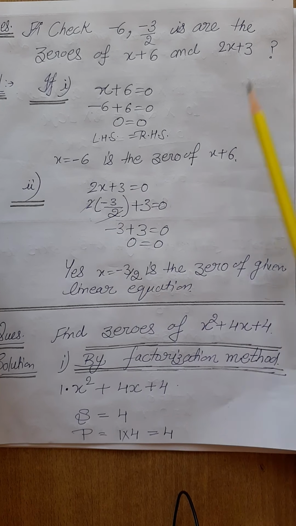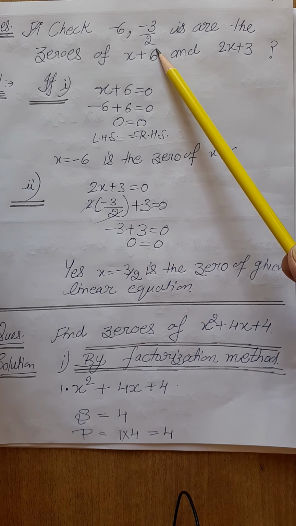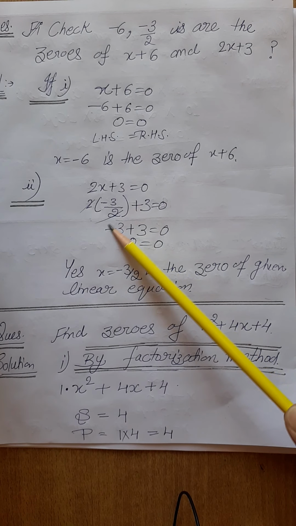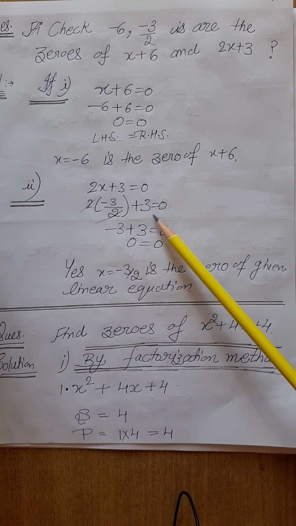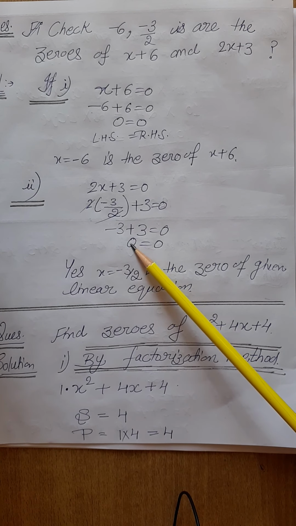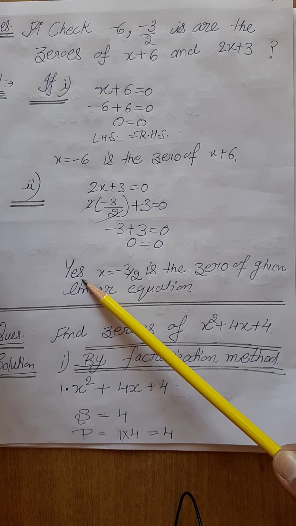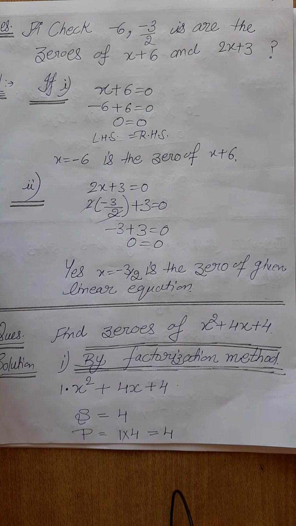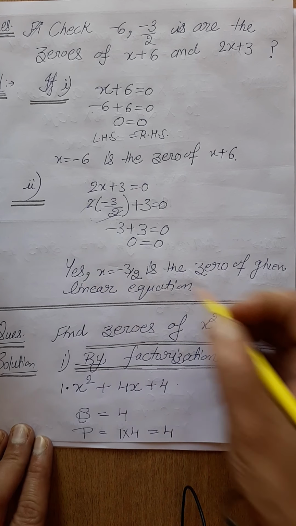Now we can check the other term also, and we have minus 3 by 2. When we put this value in the place of x, by cancelling 2, we get minus 3 plus 3, and after cancelling it you get 0 is equal to 0. So it is also verified. So you can write here, yes, x is equal to minus 3 by 2 is the zero of the given linear equation.